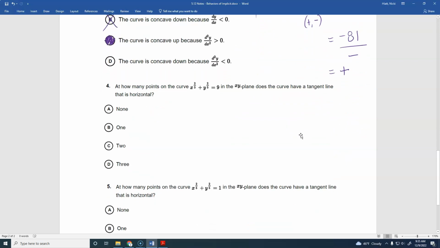All right. This one asks us at how many points on the curve in the XY plane does the curve have a tangent line that is horizontal? What do we know when the tangent line is horizontal? Derivative equals 0. So we're looking for where the derivative equals 0, right? So we need to find the derivative here.